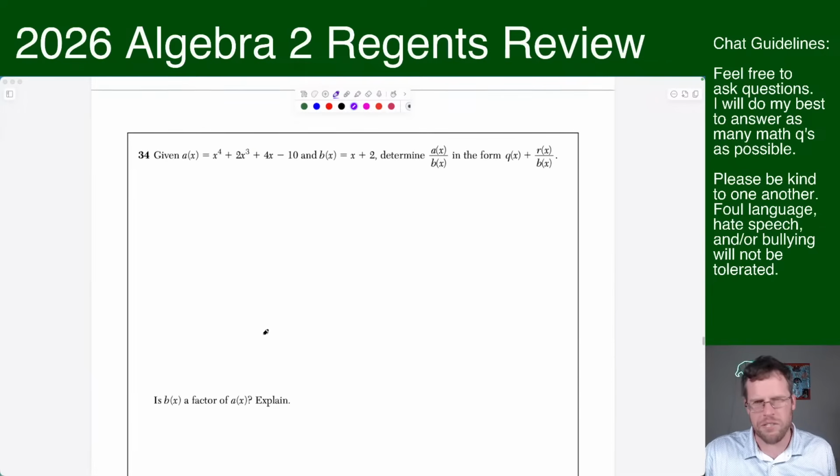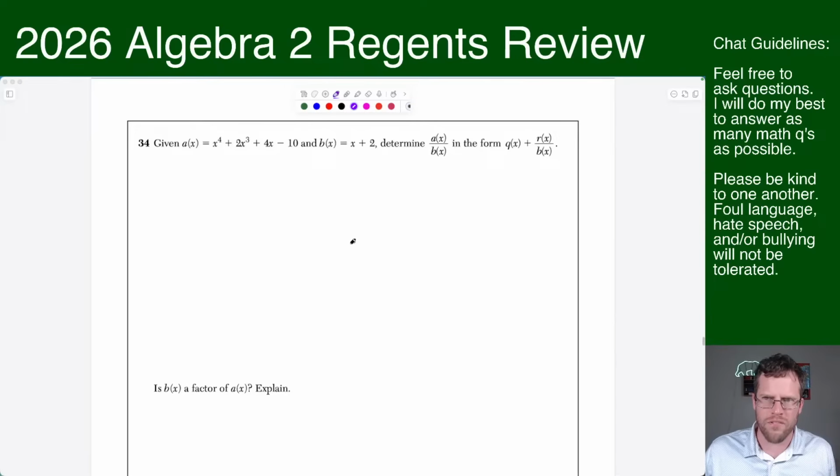So I don't want to explain something that you don't have to know for tomorrow, because it's just kind of not the best use of our time. Okay. So now here, given a of x equals this and b of x is this, we have to determine the quotient a of x over b of x in this form here, where r of x is the remainder. So polynomial division here, I'll go with.